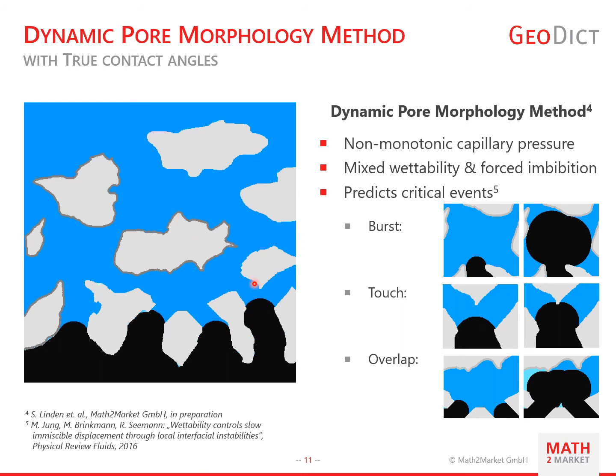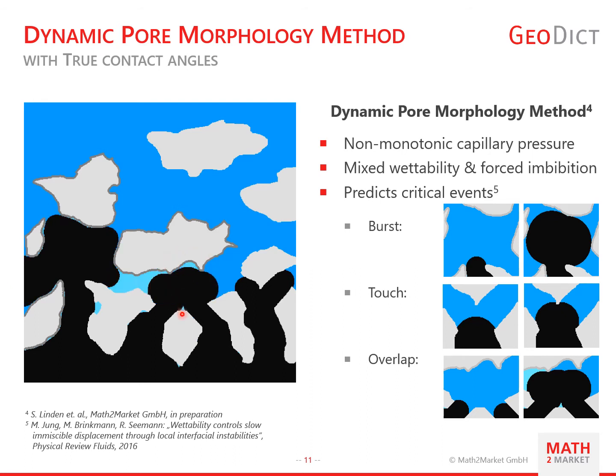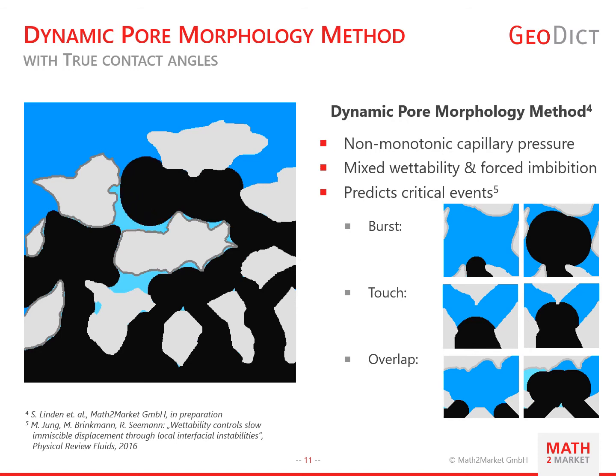First, you will see a touch event on the right hand side. Then you will see a burst event on the left hand side. And finally, you will see an overlap event here in the center. And now, after the mercury has passed the smallest pore throat, the remaining pore space behind that pore throat is not filled at once.